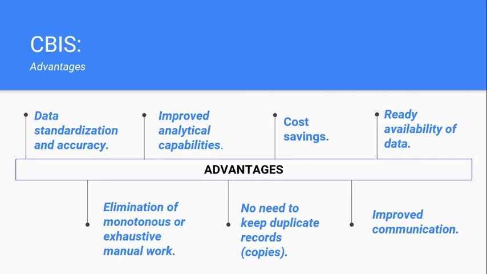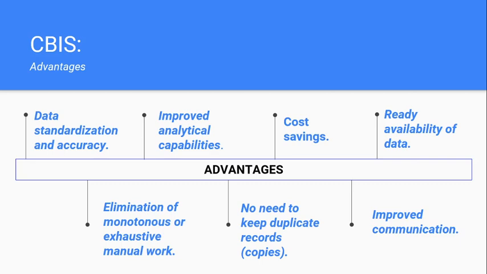Right? Next advantage that accrues from CBIS is improved analytical capabilities. Now, analyses nowadays are not done manually. When we have the information system, there's no need to do the analysis manually. Practically, through the use of computer-generated charts and graphs, the analysis can be done easily. So, CBIS comes with improved analytical capabilities.